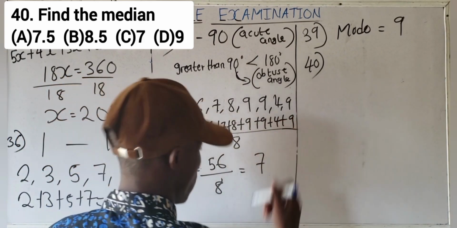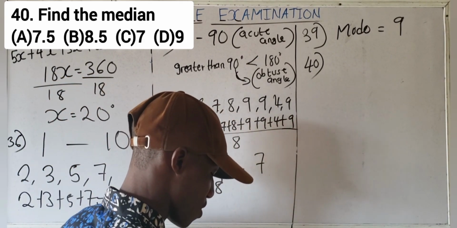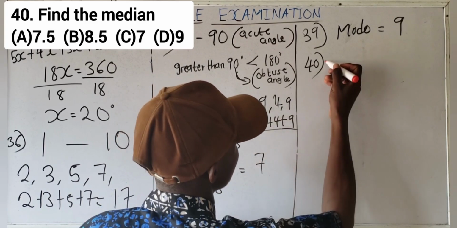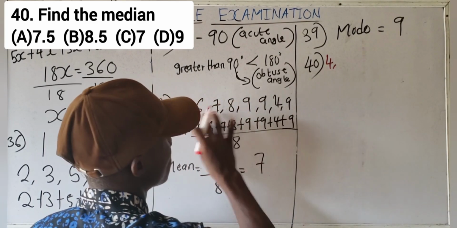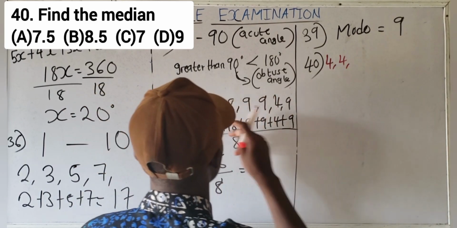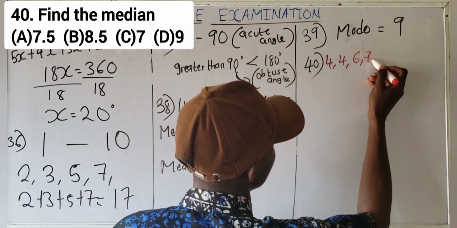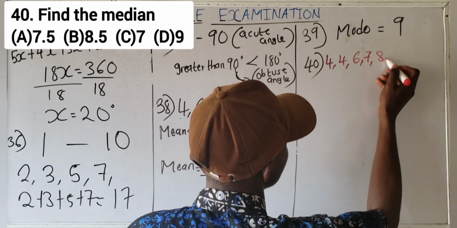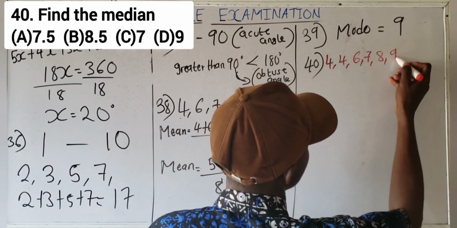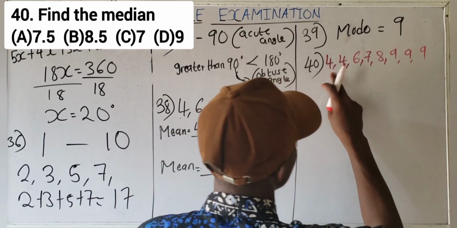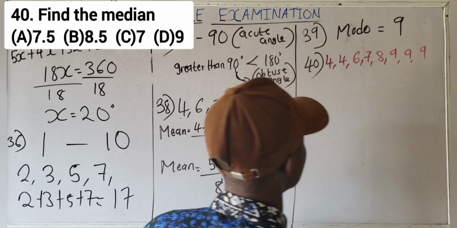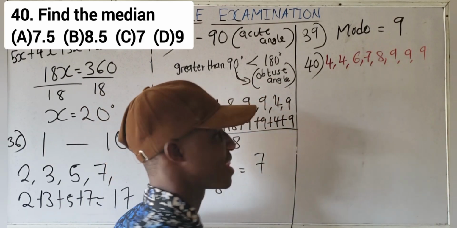So let us arrange these numbers in ascending order. What comes first? 4. After 4, we have another 4. After that, we have 6. After that, we should have 7. After that, we have 8. After that, we have 9. Then we have 9. We have 9. 1, 2, 3, 4, 5, 6, 7, 8. Okay. So we have already arranged these numbers in ascending order.